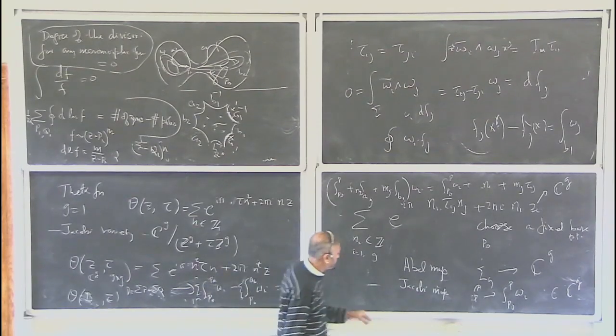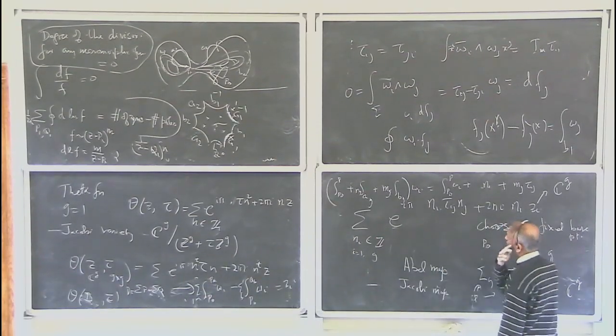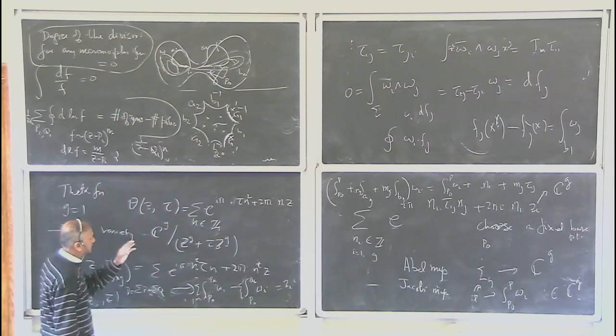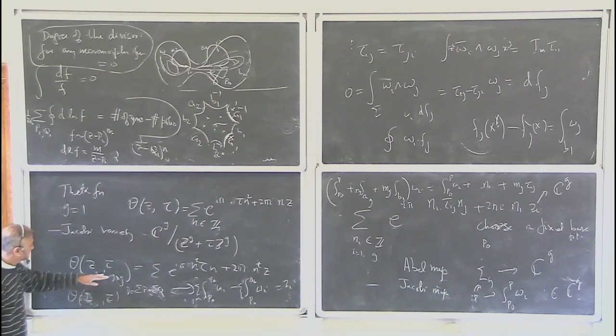The way I have defined it here is for when we want to go to the Riemann surface. At the moment, it's just a function on C^g.